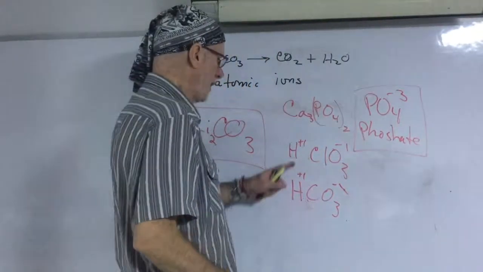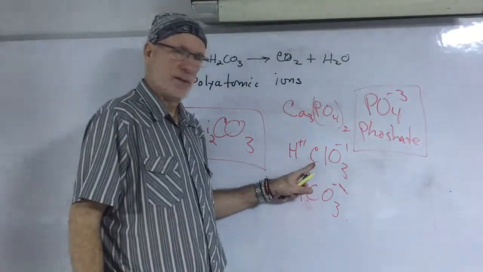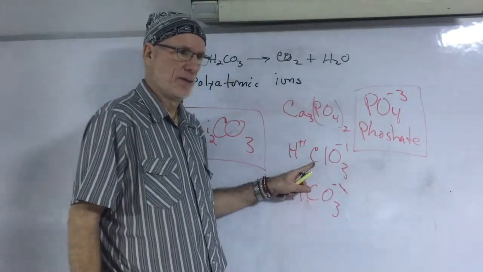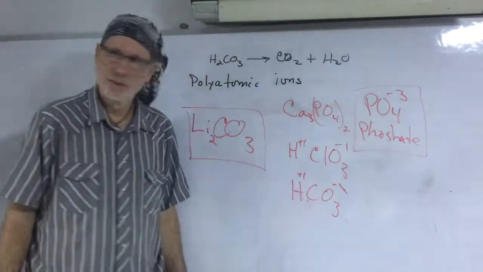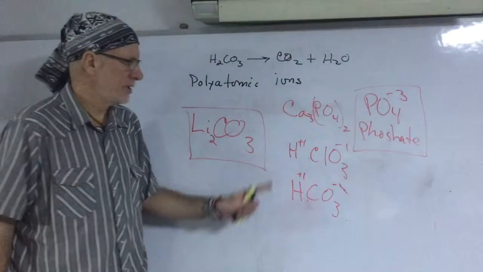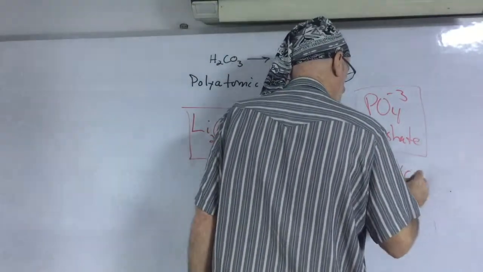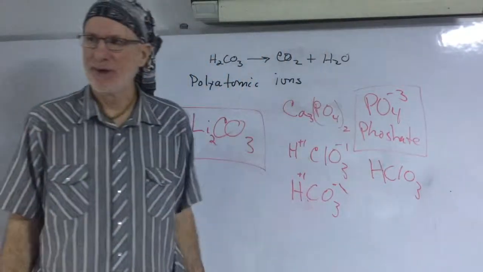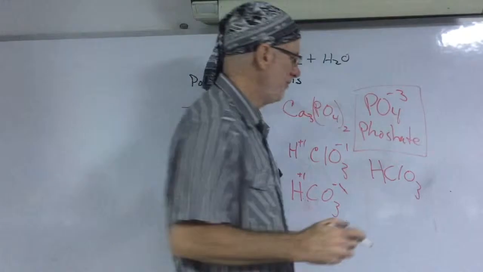What was the, yeah. Okay, so what's the formula for this? What's the formula? +1, -1. Come on, guys, you can do this. HClO3. What's the name of it? You have no idea, right? Well, you know how you do the name? You do it like this.